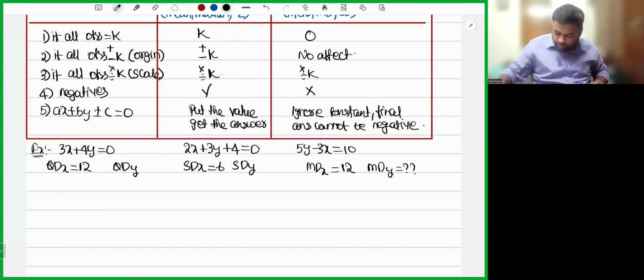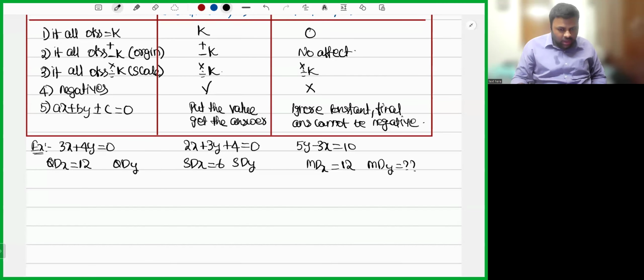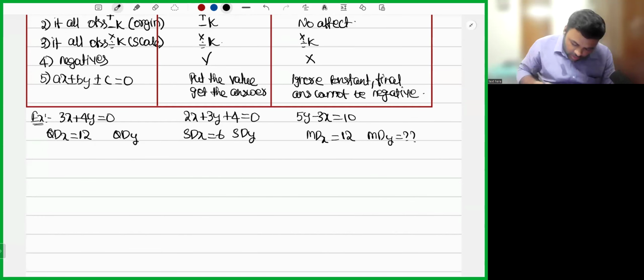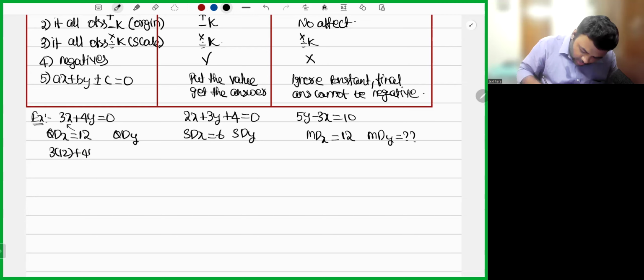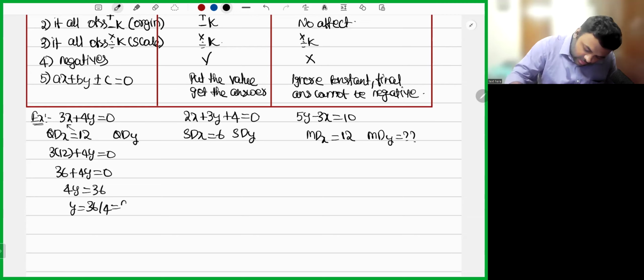So I hope you have solved them. Please check your answers only after solving them. Now, what I'll do, I'll simply substitute 12 instead of x. 3 into 12 plus 4y equals to 0. 36 plus 4y equals to 0. 4y is equal to minus 36, so y is equal to 36 by 4, which is 9.